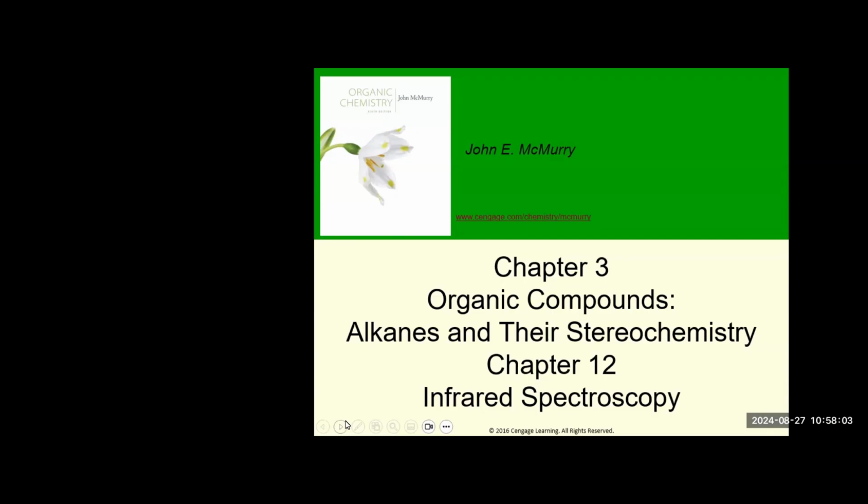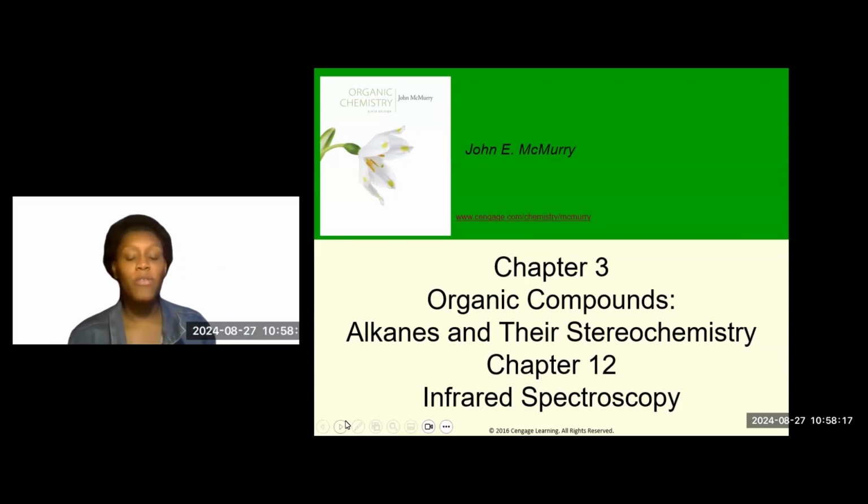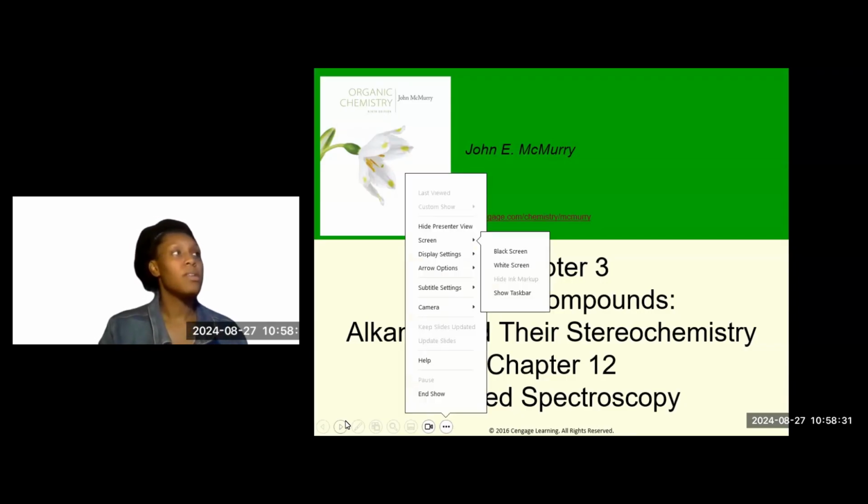All right, so we are going to start off today with chapter 3. Also, chapter 3 is combining with chapter 12, just the infrared spectroscopy area. So if you go to chapter 12, you'll see the sections there that we're going to be covering as well. So you should be reading chapter 3 and chapter 12 with this material. So let's go ahead and get started.